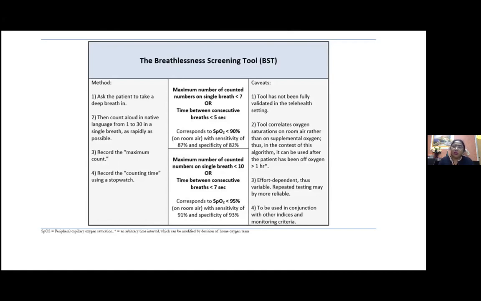Or the time between consecutive breaths, if between one breath and the next it is less than 5 seconds, then that corresponds to a saturation of less than 90 in room air. So this test actually has a sensitivity of 87 to 82%. That means you can use this test as one of the clinical tests where you don't have facilities, in the remote corners. Now we are facing that beyond the cities, the villages are actually being affected with COVID-19.